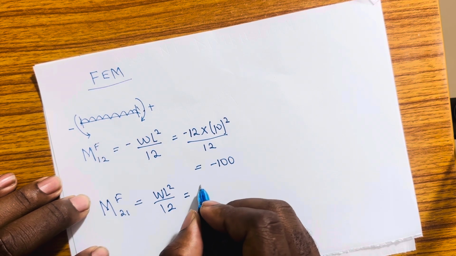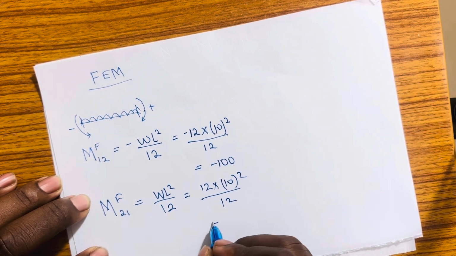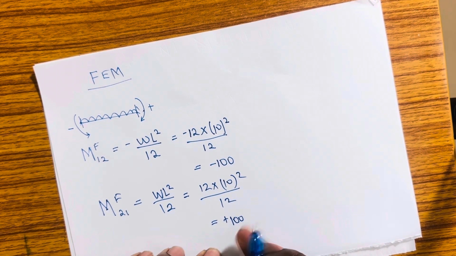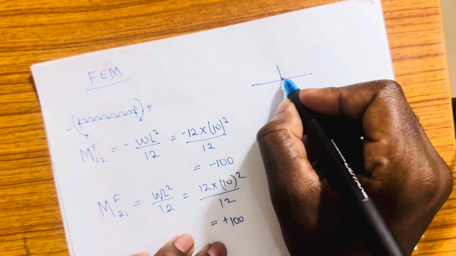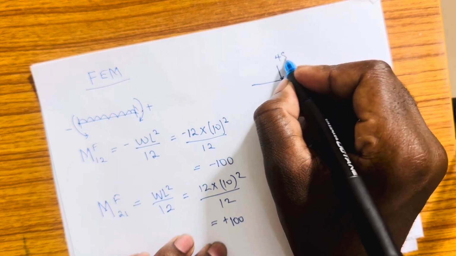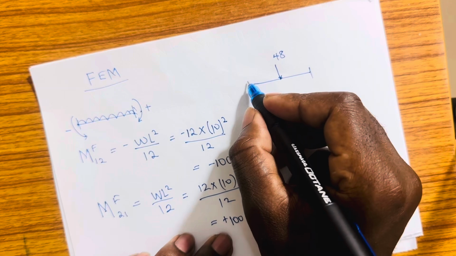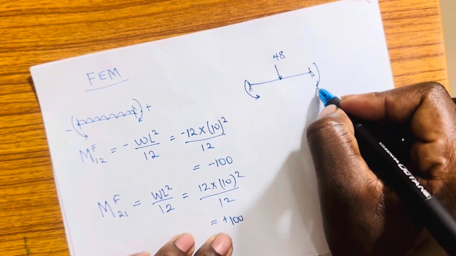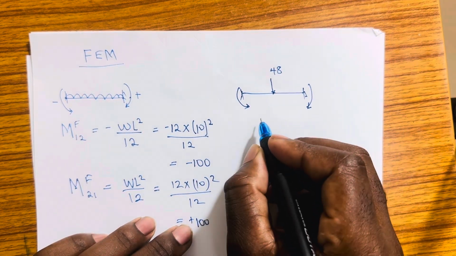So we substitute this. This is 12. This is 10 square out of 12. The answer is positive 100. I guess we have got these two things clearly. Now let us have the second beam. The second beam has this one point load, which is 48 kilonewton. If both sides are fixed like this, you need this fixed end moment, right? So what is the formula?